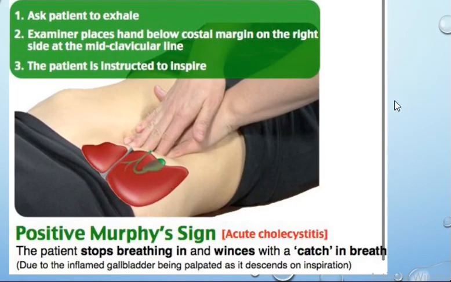pathology in the liver. Now I will talk about some examination points or tests, some signs by which you will confirm your diagnosis. If you are suspecting acute cholecystitis in a patient, this is a sign you will do in a patient with acute cholecystitis. Okay, in my next video I will talk about this test in detail.